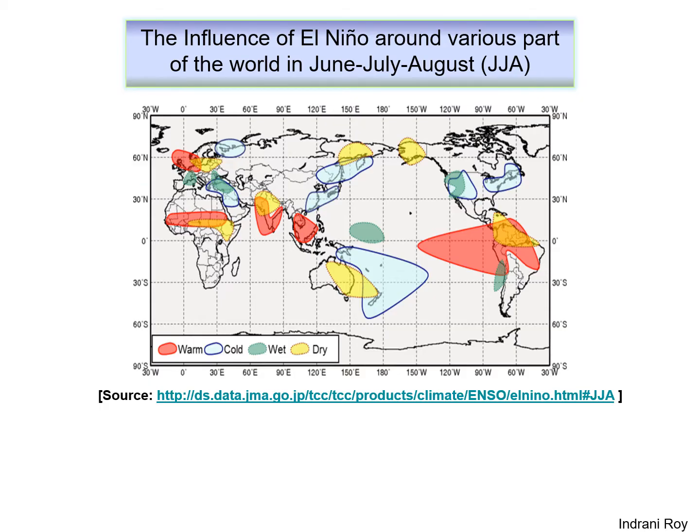Though ENSO originated in the Central Pacific Ocean, the effect of ENSO is felt in almost all parts of the globe. Here I am showing the influence of ENSO during June, July, August. Warm regions during El Nino are shown by pink color, while cold regions are shown by sky blue. The green color shows wet regions and yellow the dry regions. Now from this plot you can see what regions are affected in what way.